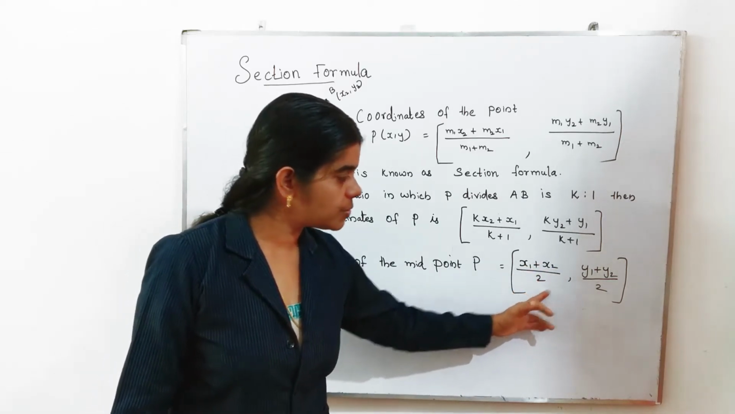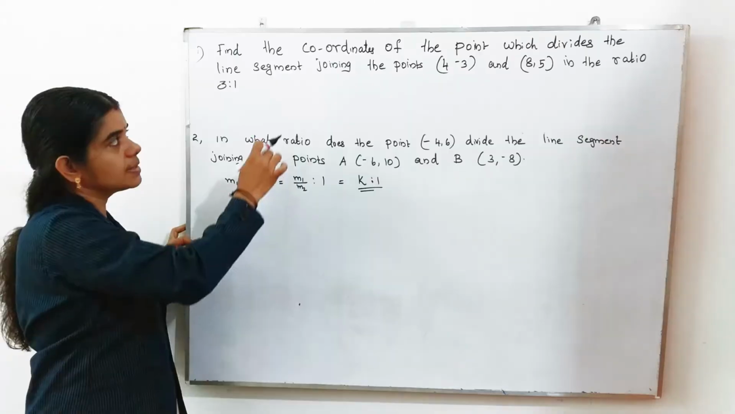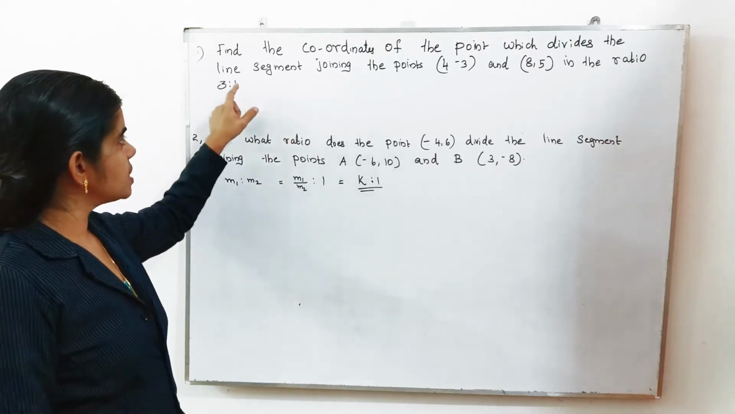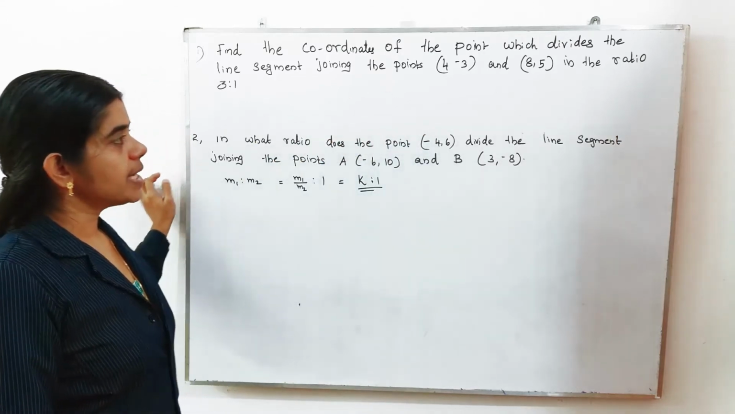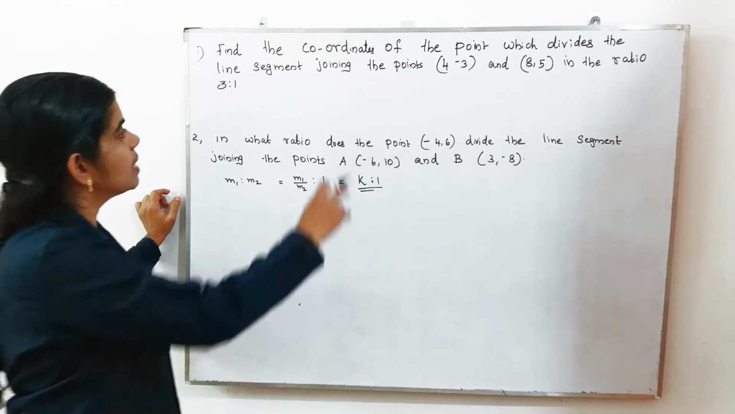(x1 + x2)/2 and (y1 + y2)/2. We can do one question. We can discuss one question. Find the coordinates of the point which divides the line segment joining the points (4, -3) and (8, 5) in the ratio 3:1. This is the question.